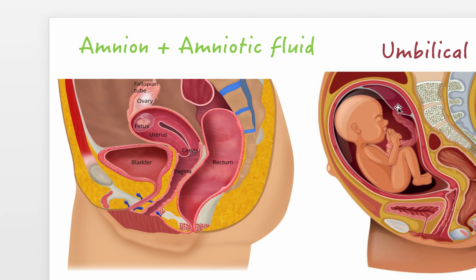Again, here's the umbilical cord. Here's the placenta, which we'll talk about a lot in another video. But the placenta is basically fully formed after about 3 months, so it becomes useful after 3 months.